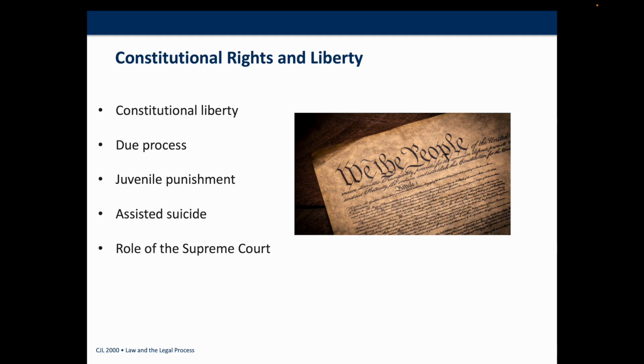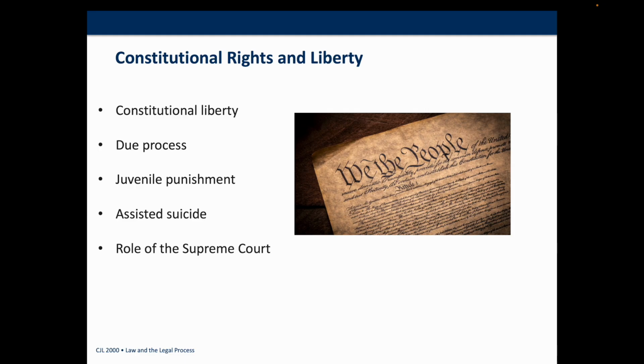Before we jump into the cases, I want to provide you with a brief roadmap. First, we're going to be discussing constitutional liberty and due process, and then we'll be moving into Miller v. Alabama, which deals with juvenile sentencing. This falls under the Eighth Amendment protection against cruel and unusual punishment. And then after Miller v. Alabama, we'll be moving into Washington v. Glucksberg, which raises questions about physician-assisted suicide and due process. So, moral and ethical quandaries all around here.